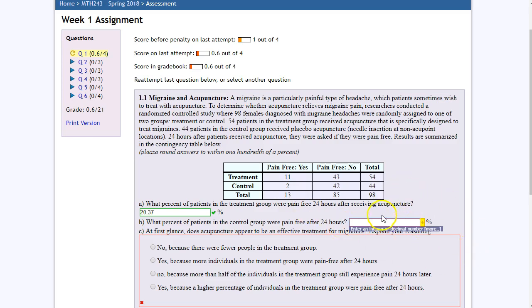So if we attempt this one right here, we should probably not get that high of a score. Let's see what it will increase though. What percent of patients in the control group were pain-free? So control, pain-free after 24 hours. So that's 2 out of 44. 2 divided by 44. So that is 4.55%.